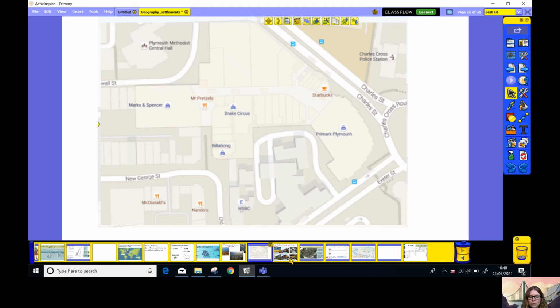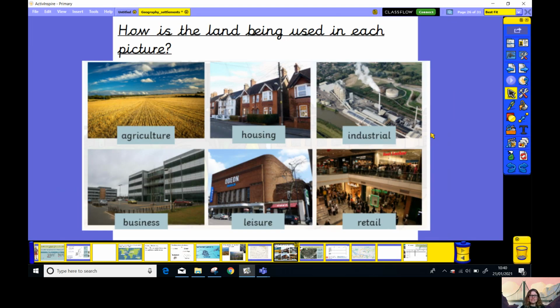Okay, now what I'd like us to do is think about how the land is being used in each picture. These pictures you'd find in probably most towns and cities. Here we have this picture. The land here is being used for agriculture. What does that mean, agriculture? You might need to go and look that word up in a dictionary. Agriculture means farming, doesn't it? Look, the land has been used here to do farming. We've probably got some wheat growing in that field.